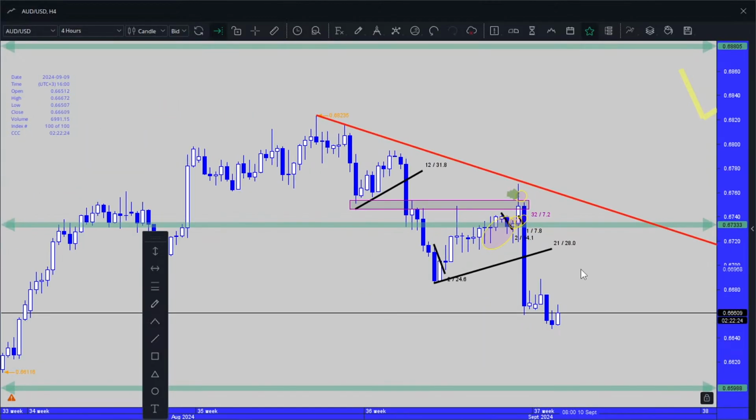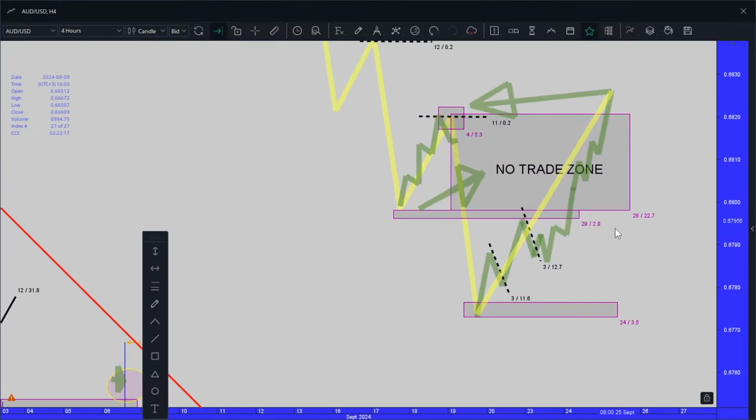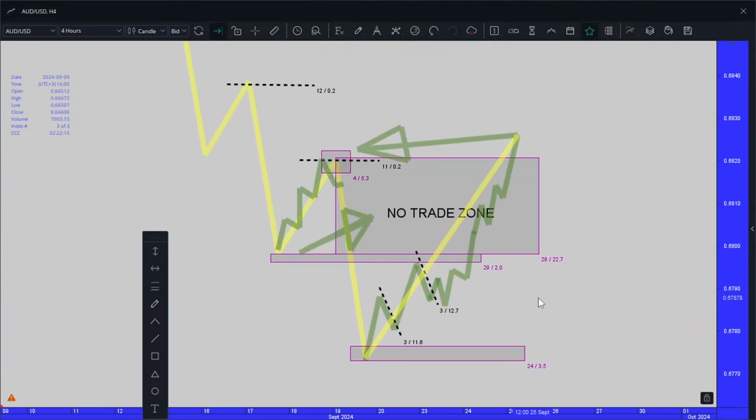AUD USD 4-hour chart. It's an up extension leg. Should we buy or should we sell? There is no right or wrong. What do you think? Sure, both can win, exactly. But what is going to happen next?